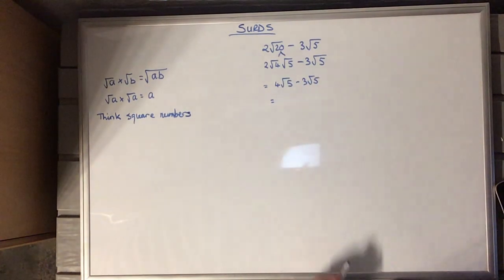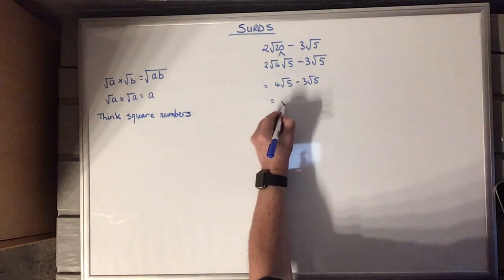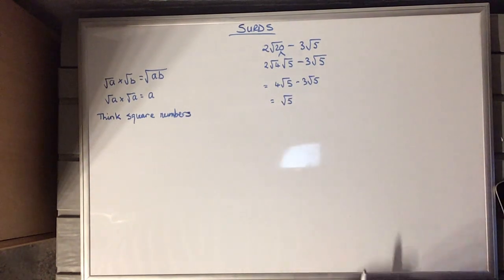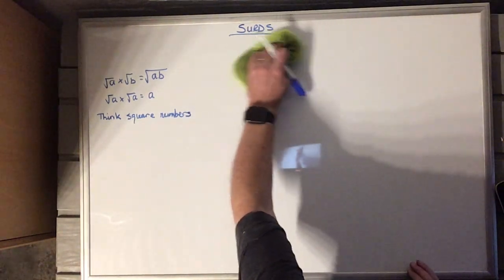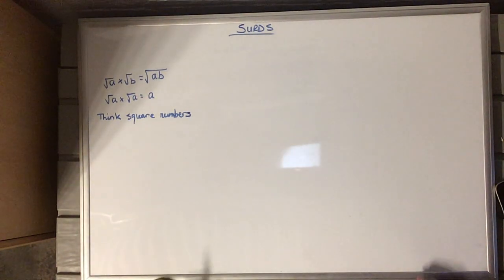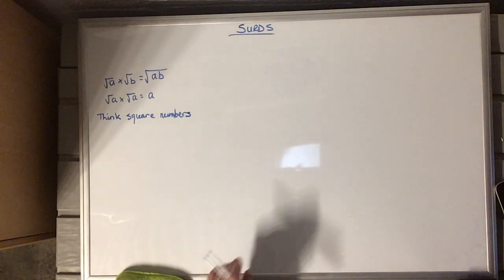So I've got 4 of them, take away 3 of them, I'm left with 1 of them, so it's 1 root 5, or just root 5. Other questions we can get, well, we can get questions sometimes that involve Pythagoras and things like that, so I'll show you Pythagoras type questions for roots.